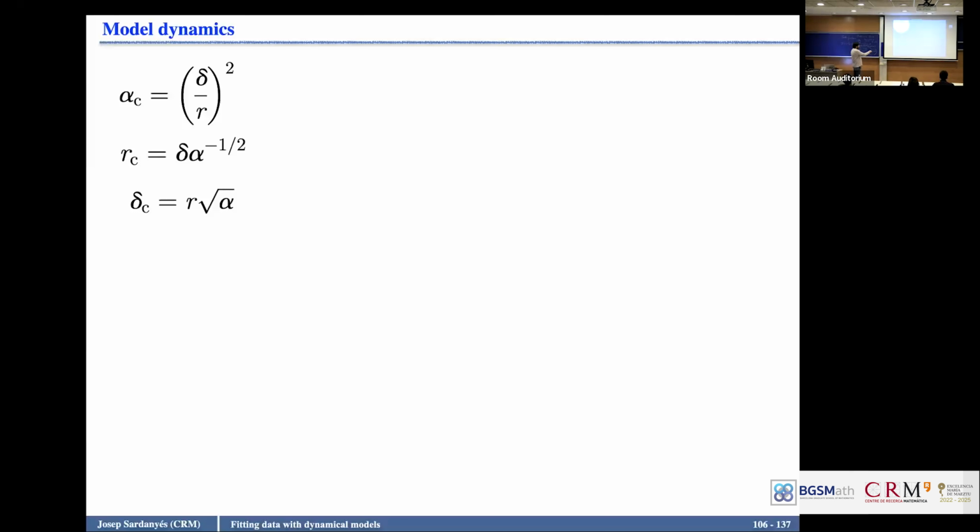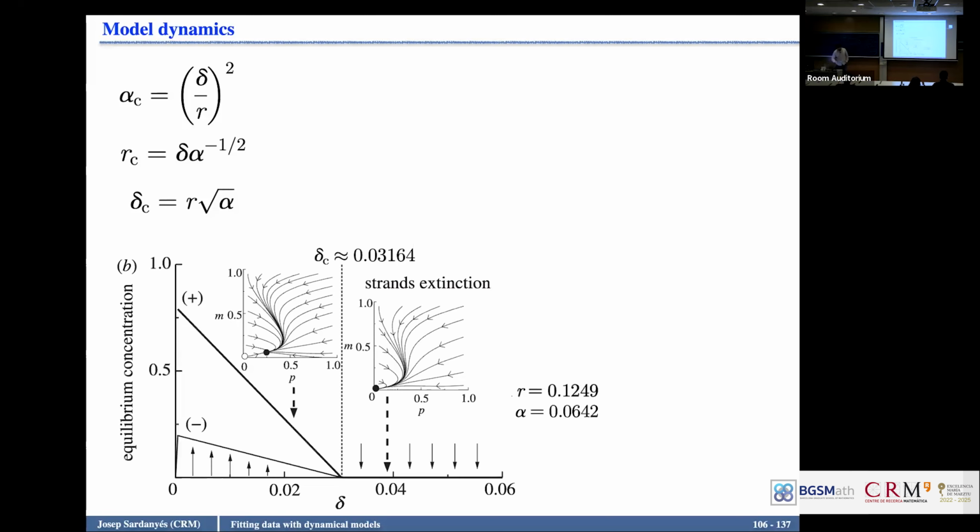This is the decay of the sequences, and this is the replication rate. And this is a critical value that is involved in our bifurcation. We have a logistic system with degradation. We have a transcritical bifurcation. And this is what we see here.